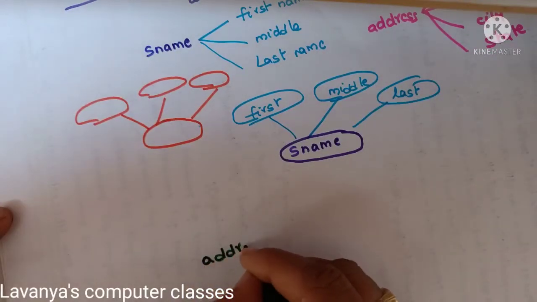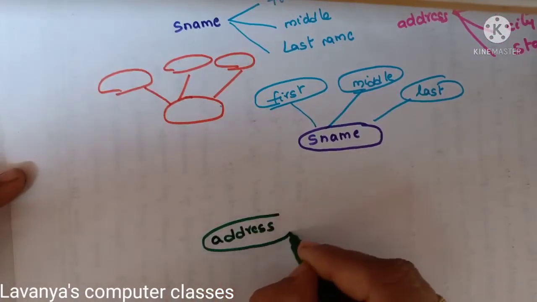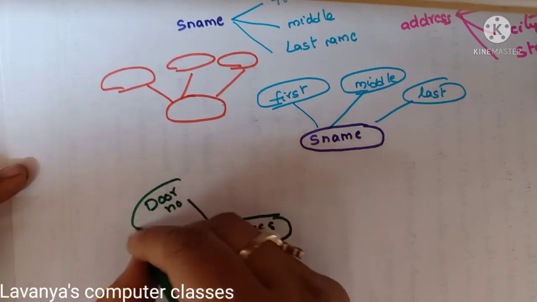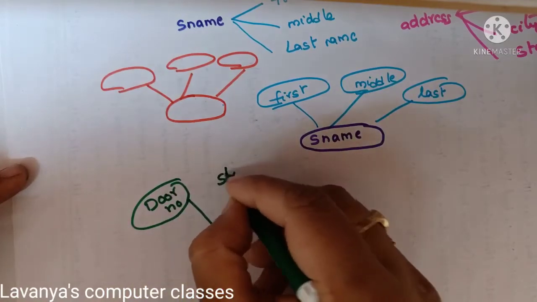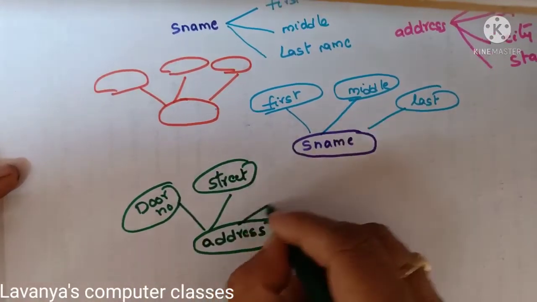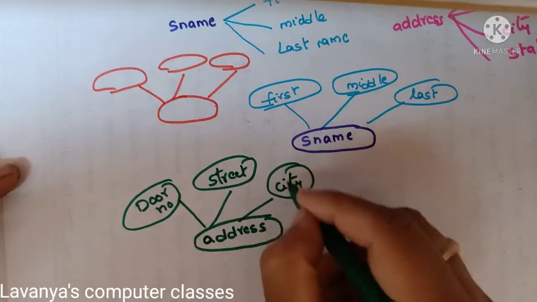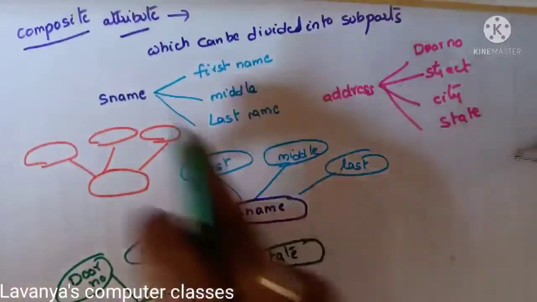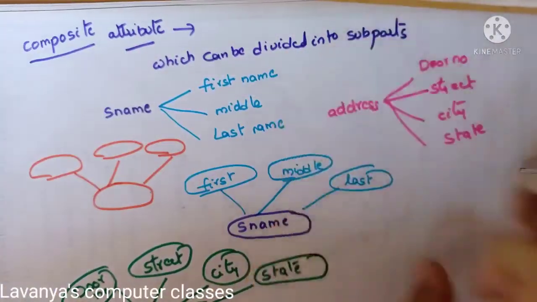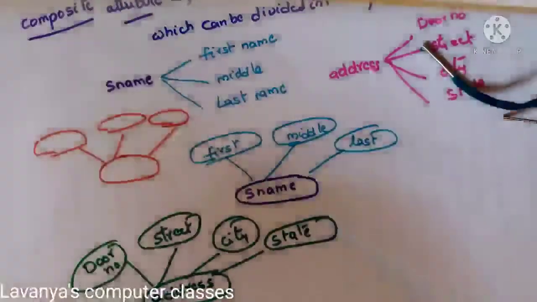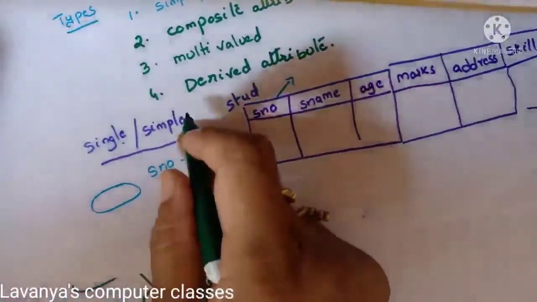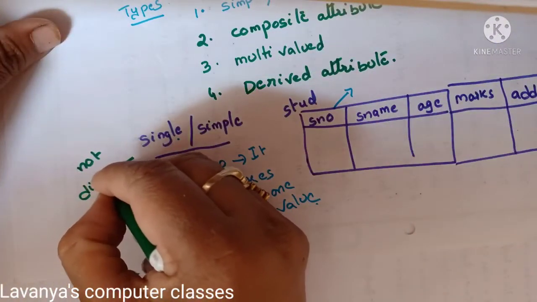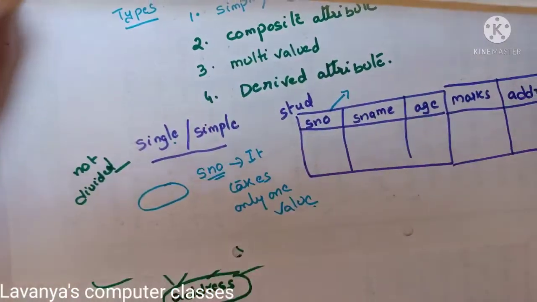Address is an attribute. Keep it in the ellipse, but it is not a simple one. It is a composite attribute. So what are the parts? Door number is one part. Street is another part. City is another part. All the parts are kept above that attribute. So this is called a composite attribute. Any attribute that can be divided into subparts is composite. A single attribute cannot be divided into subparts, and it takes only a single value.